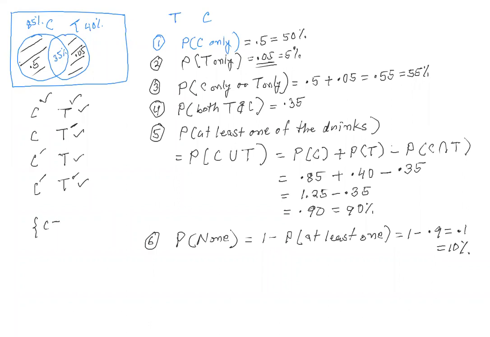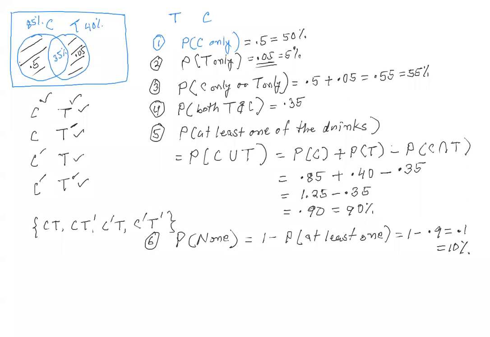So C and T, that means you drink coffee and tea, both. C and T prime, that means you drink coffee but not tea. Or C prime T, that means you drink tea but not coffee. C prime T prime, meaning you drink neither coffee nor tea. So these are all the things that could happen.